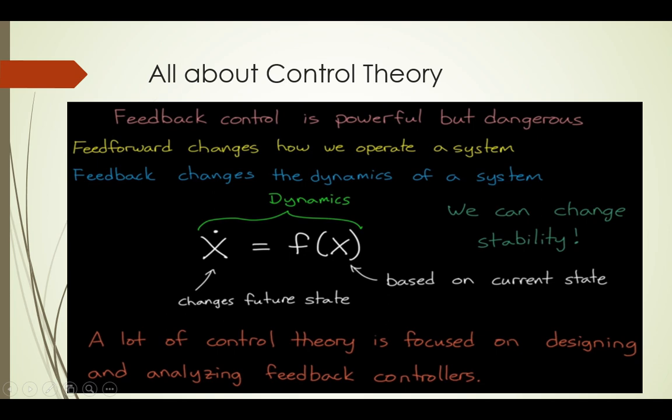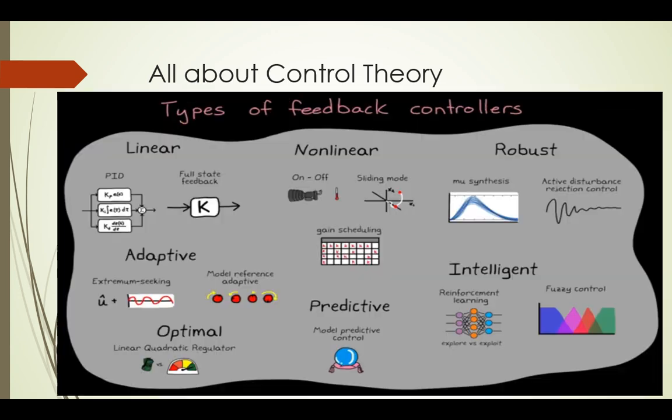So this is either way a dangerous thing when designing the feedback, but this is also a positive. If we have an unstable system, we can stabilize the system by using this phenomenon. So a lot of control theory is focused on designing and analyzing feedback controllers. And the second thing is that feedback control is an expensive control design as compared to feedforward control. But one of the benefits of feedback control is that we can reject the disturbance to the system.